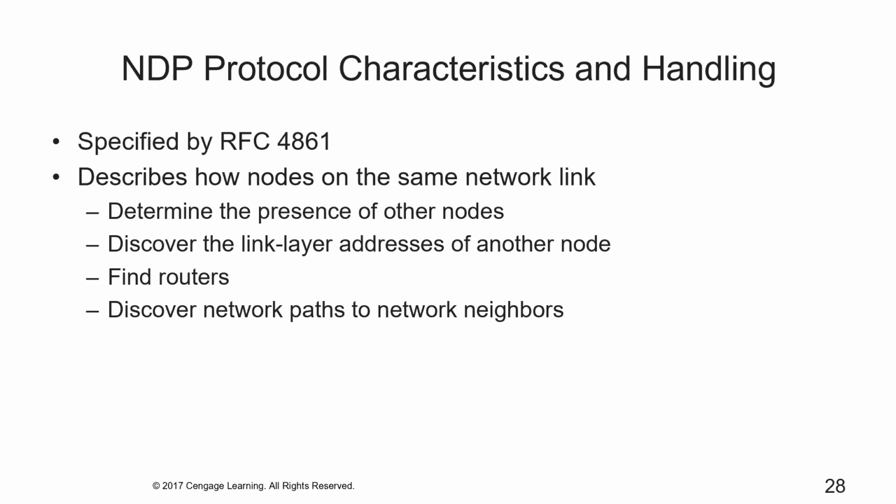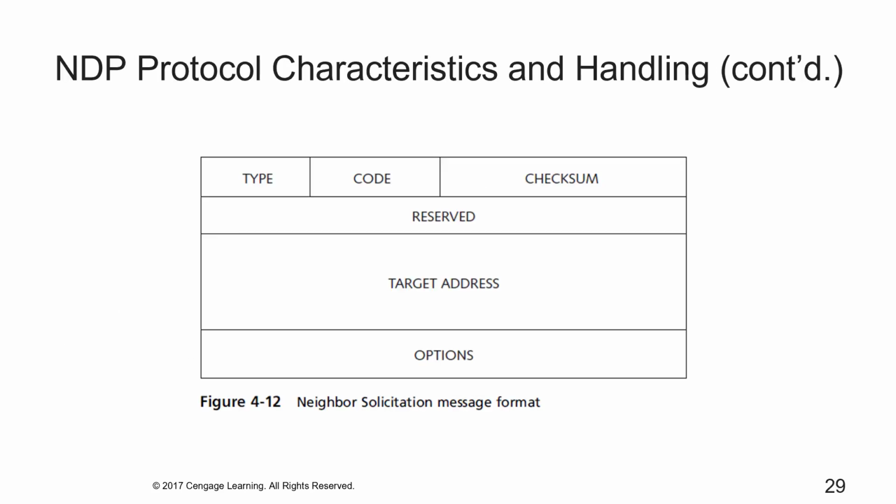So with the Neighbor Discovery Protocol, when we talk about its characteristics and its handling, it's specified by RFC 4861, and it's the IPv6 counterpart to the IPv4 ARP. It describes how nodes in the same network link determine the presence of other nodes, discover the link layer addresses of another node, find routers, and discover network paths to network neighbors. Here is a diagram of the format of the neighbor solicitation messages in NDP.